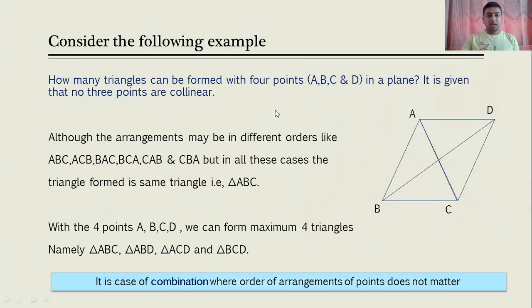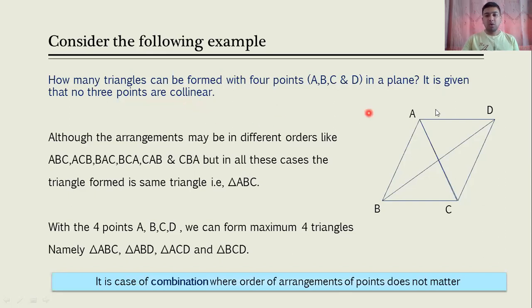Let us consider the following example. How many triangles can be formed with 4 points A, B, C and D in a plane? It is given that no 3 points are collinear. So there are 4 points A, B, C, D given in a plane, and no 3 points are collinear. Collinear means they do not lie on the same line.